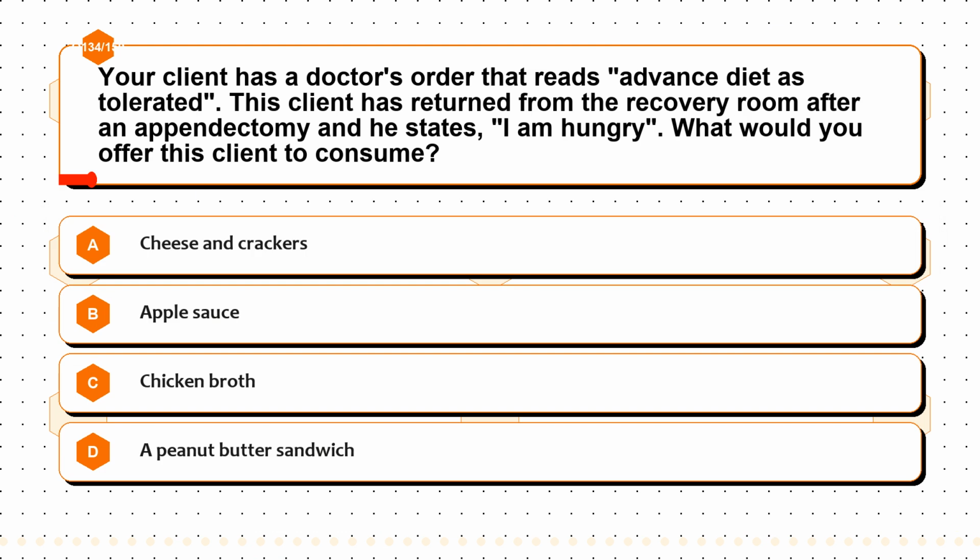Question 134. Your client has a doctor's order that reads advance diet as tolerated. This client has returned from the recovery room after an appendectomy, and he states, I am hungry. What would you offer this client to consume? Here are the options. Option A, cheese and crackers. Option B, applesauce. Option C, chicken broth. Option D, a peanut butter sandwich.